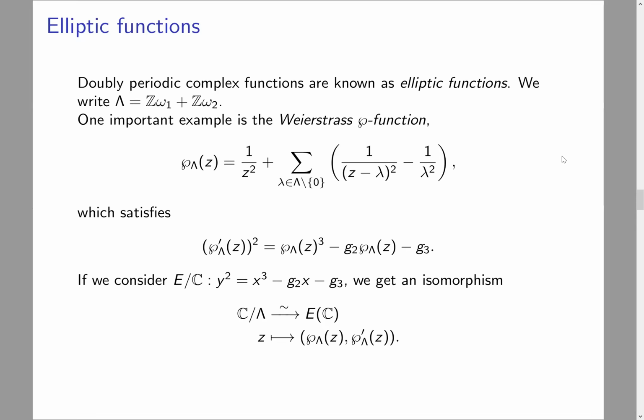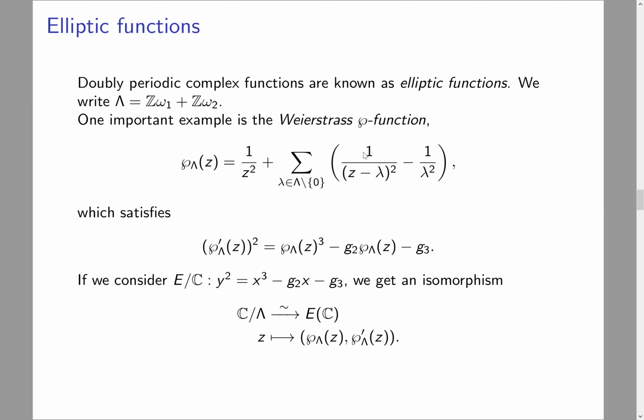You can check, based on the way this is written, that this function is invariant under adding any integer multiple of omega 1 or omega 2, or any combination thereof. This is invariant under this lattice. So this is an example of an elliptic function.